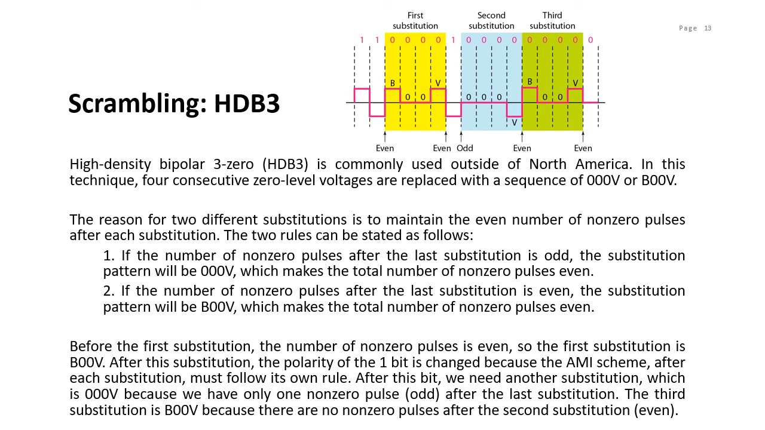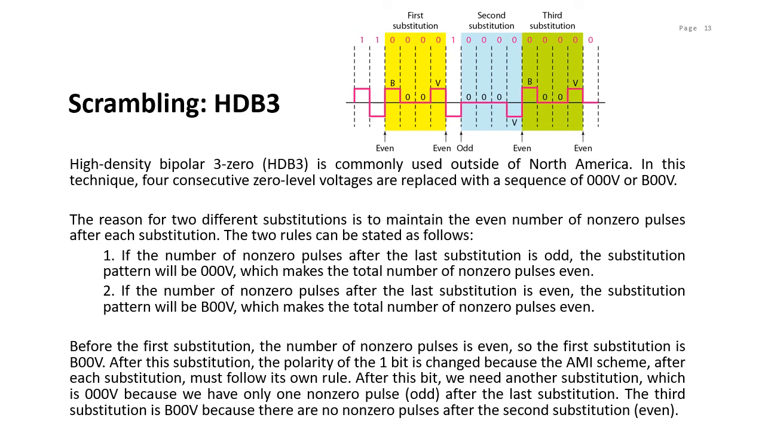If the number of non-zero pulses after the last substitution is odd, the substitution pattern will be 000V, which makes the total number of non-zero pulses even. And if the number of non-zero pulses after the last substitution is even, the substituting pattern will be B00V, which makes the total number of non-zero pulses even. Okay, so in this figure, as you can see, we substitute 4 consecutive zeros with 000V or B00V, depending on the number of non-zero pulses after the last substitution.